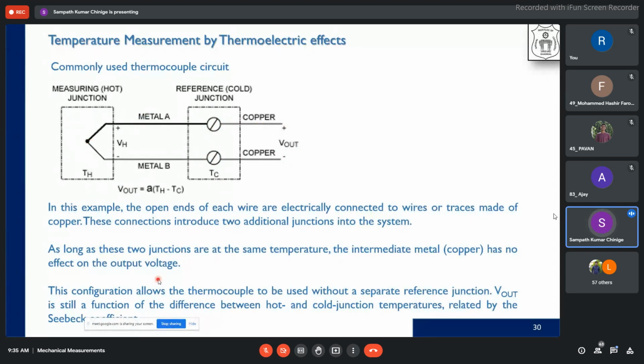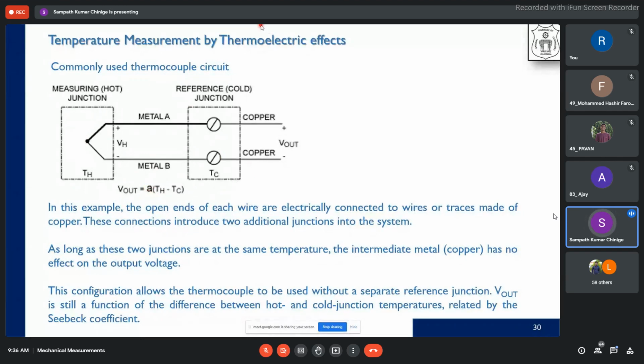So therefore, Vout, the output voltage that we are getting, is nothing but a function of the difference between the hot and cold junction temperatures, related by the Seebeck coefficient. What is the Seebeck coefficient? Vout is a function of TH minus TC, the difference between the hot and cold junctions, along with the Seebeck coefficient. So this is what we are trying to put in a data logger also.